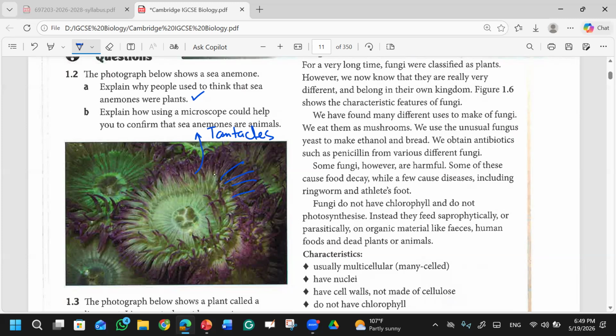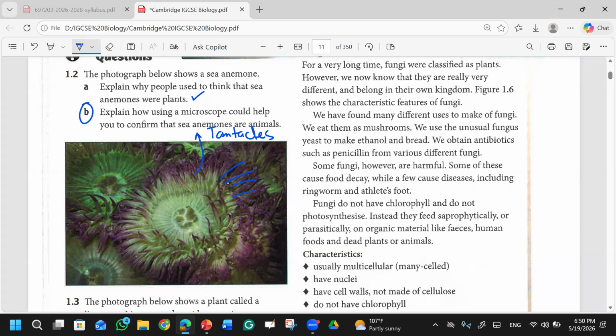If you are not a biologist and you are just randomly seeing any picture, it will come into your mind that it is a plant, right? But if you look into the details, we will get to know that it is an animal. Sea anemone is an animal, and why? How can we justify that it is an animal? In part B, they have asked: explain how using a microscope could help you to confirm that sea anemones are animals.